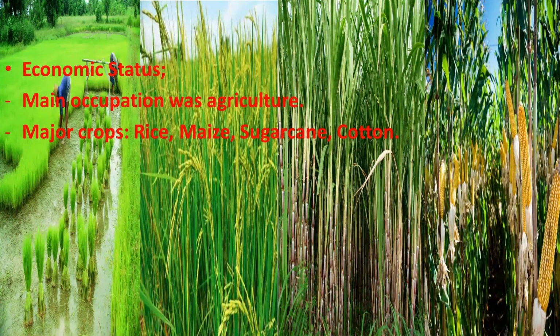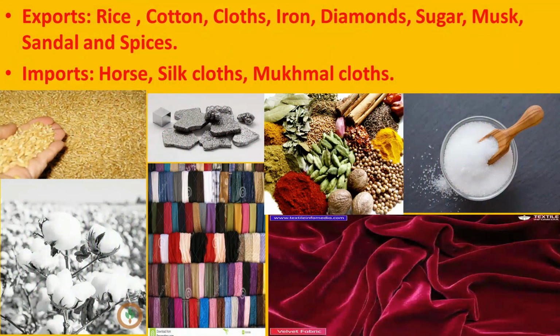Now let us learn about the economic status of the Vijayanagara period. Agriculture was the main occupation of the people. Rice, maize, sugarcane and cotton were the major crops grown during Vijayanagara period. Kings of Vijayanagara encouraged agriculture through building tanks and wells. They had trade links with other countries. They exported many things, many goods. What are they? Rice, cotton, clothes, iron, diamonds, sugar, musk, sandal and spices were exported to other countries.